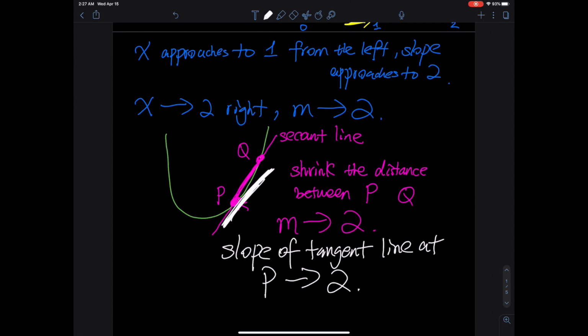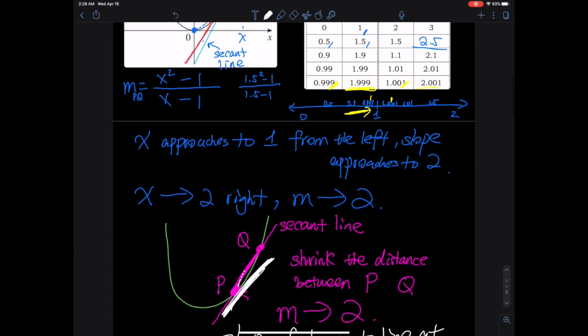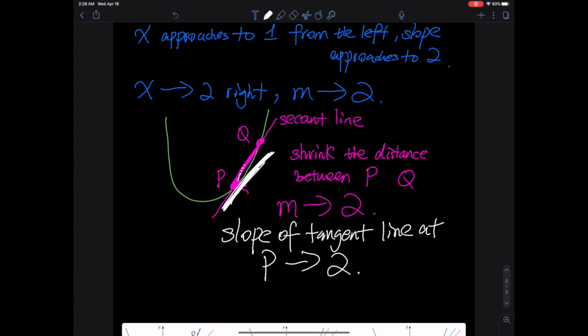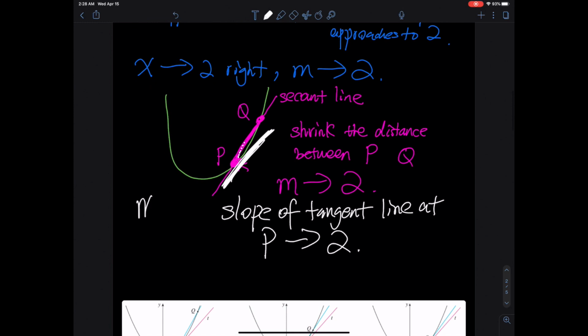Again, we start from scratch. We shoot a line through the parabola twice, and then we minimize or shrink the distance between them. That means I am going to take an x value that is closer and closer to P to see what happens. The table tells me, as x approaches 1 from the left side or from the right side, the slope equals 2. So now we can say that the slope m_PQ equals 2.